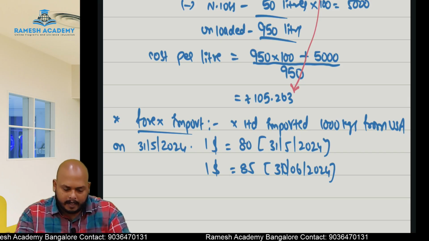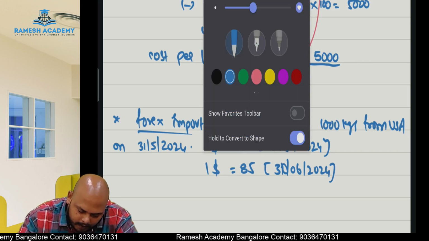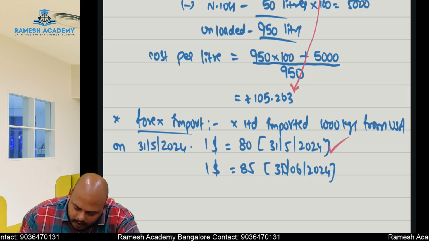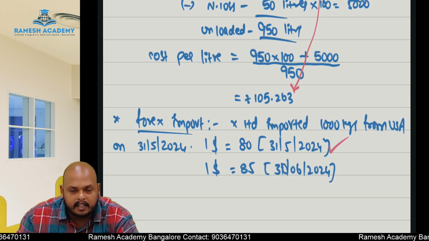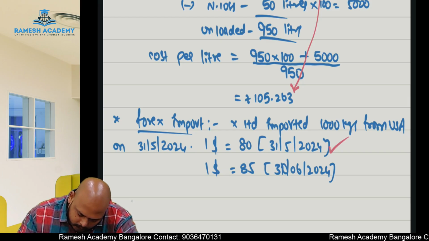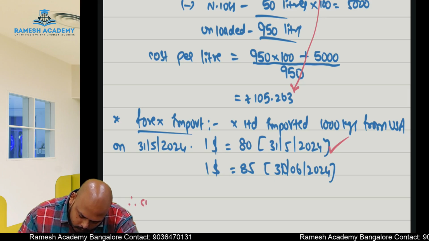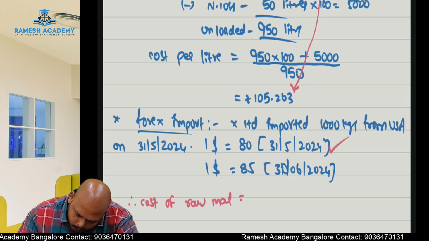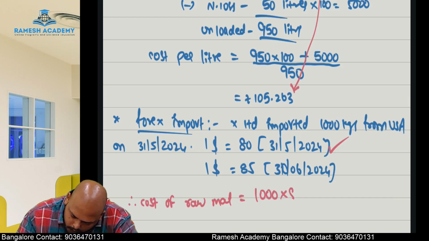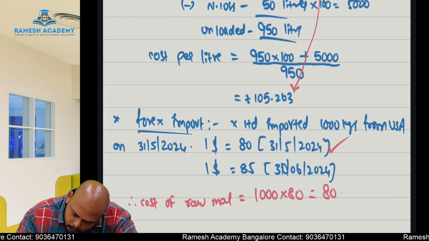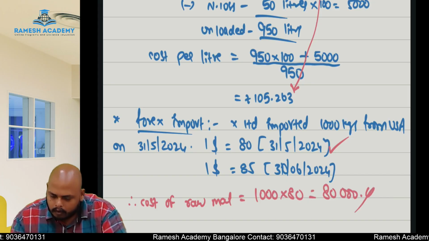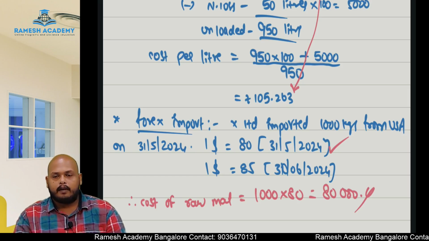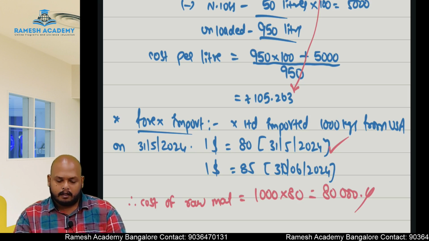While calculating raw material cost, we have to consider the price which existed on the import date. Which price do we have to consider? The price which existed on the date of import. Therefore, cost of raw material is equal to 1000 into 80, that is nothing but 80,000. So this is how we have to calculate in the case of forex imports. When we are importing a raw material from a foreign country, this is how we should value it.